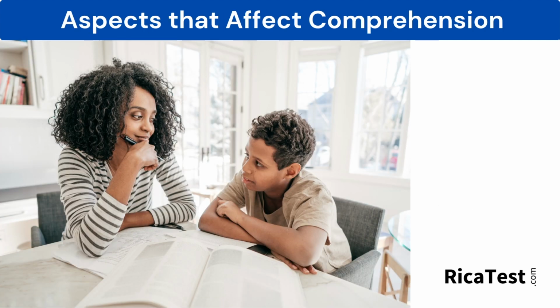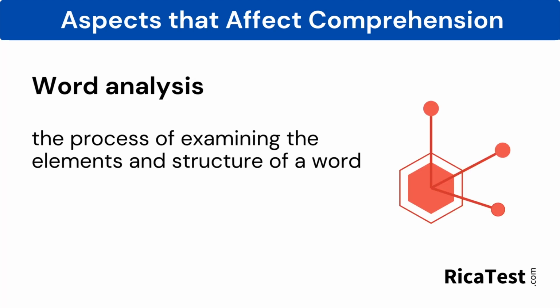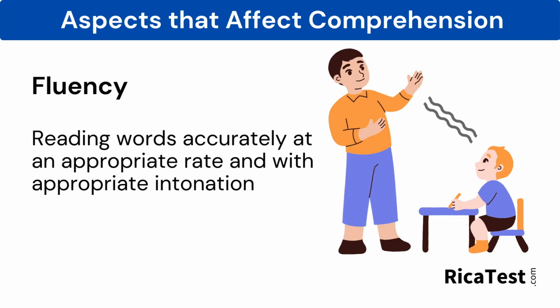Let's discuss aspects that affect reading comprehension. First, word analysis is the process of examining the elements and structure of a word. Reading fluency means reading words accurately at an appropriate rate with an appropriate intonation.